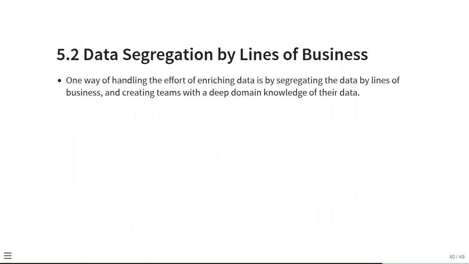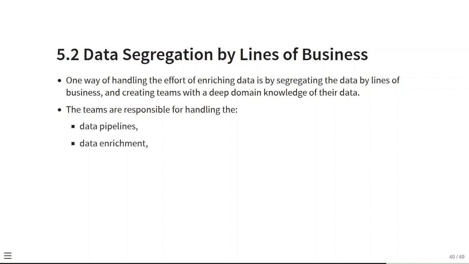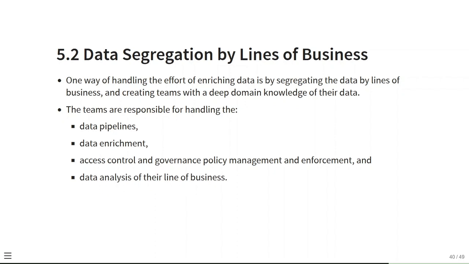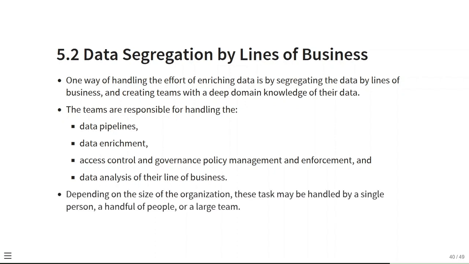Another way to segregate data is by lines of business, creating teams with a deep domain knowledge of their data and letting them handle the enriching of the data. The teams are responsible for handling the data pipelines, the data enrichment, the access control and governance policy management and enforcement, and the data analysis of their line of business. Depending on the size of the organization, these tasks may be handled by a single person, a handful of people, or a large team.